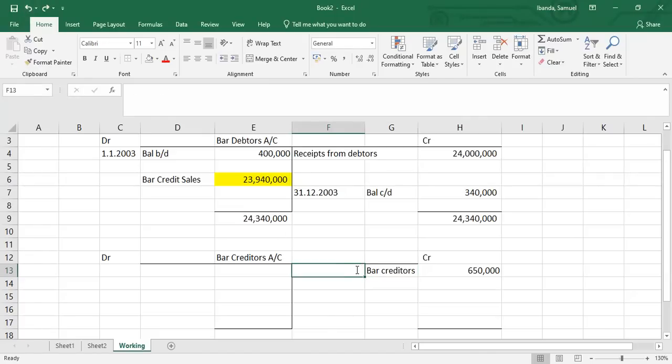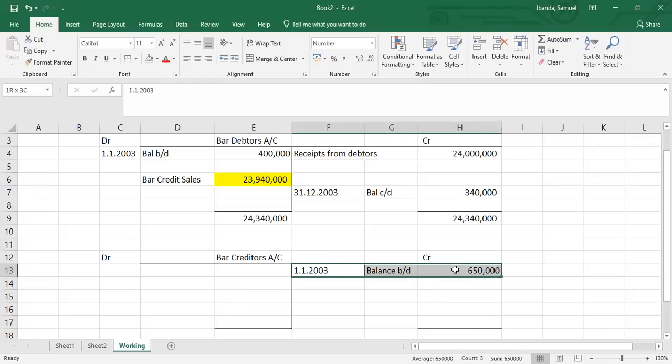So this is 1st January 2003, and you can call this balance brought down. Since you're already in a creditors account, you don't have to call it creditors again, okay? So I've basically been able to record my creditors at the start.